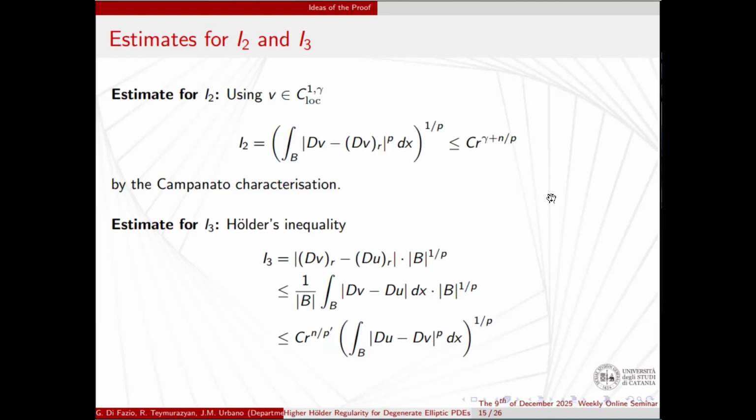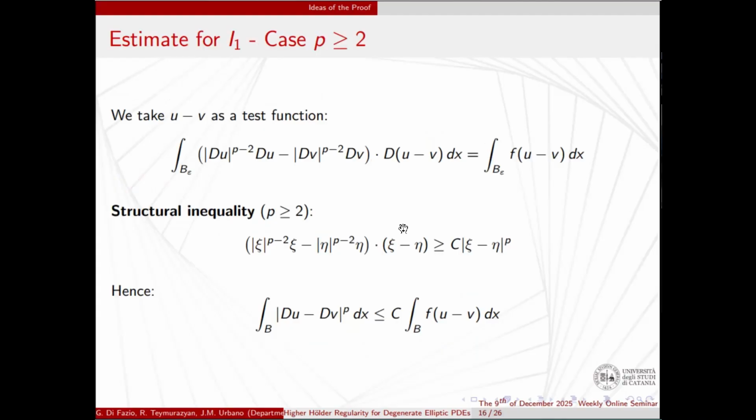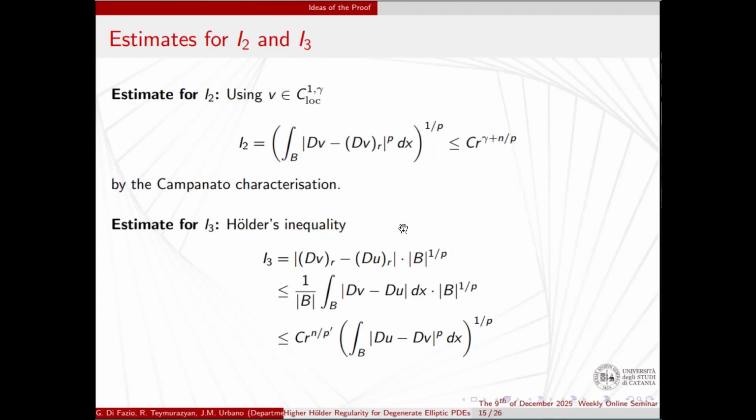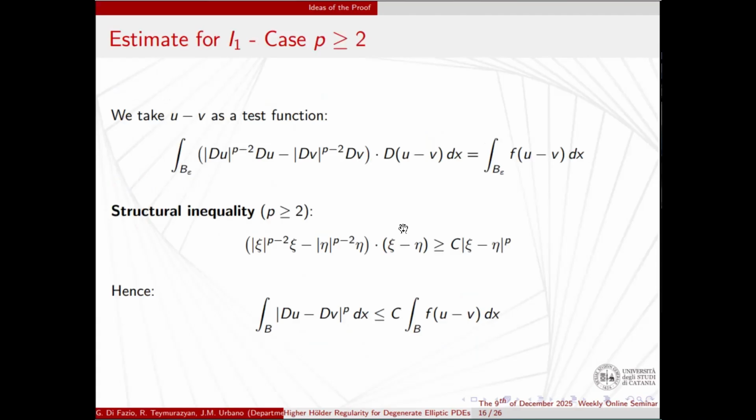Regarding I3, we make some easy calculation by using Hölder inequality. Sorry, one moment. Okay, we start with Hölder inequality, and now we take our original problem and use u minus v as a test function in our problem. If you use u minus v as a test function and consider the homogeneous equation satisfied by v, and then perform some very easy calculation, we get this integral formula.